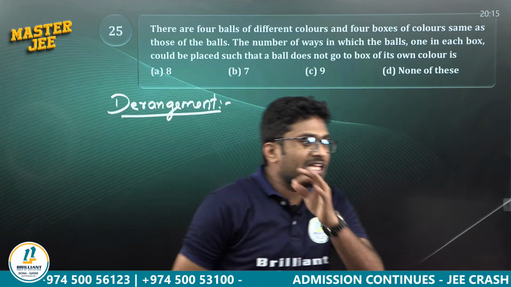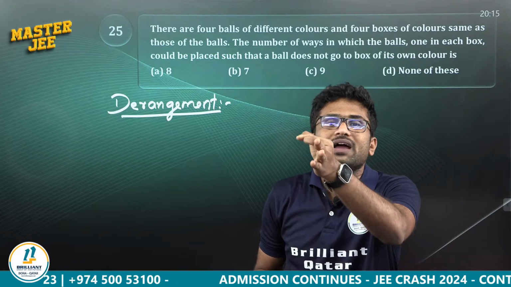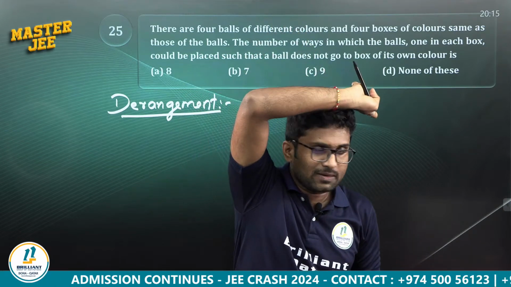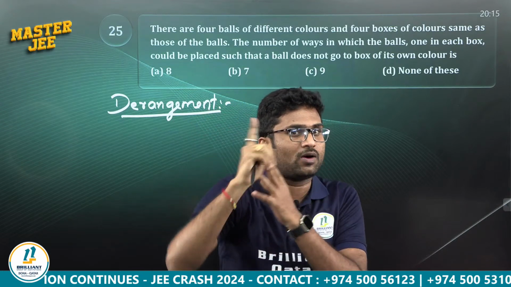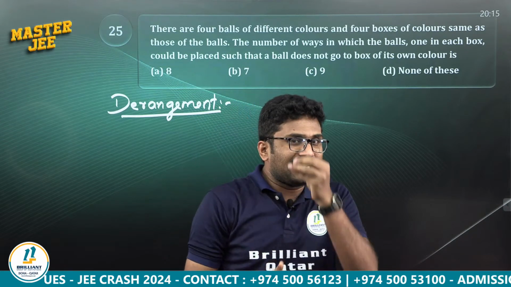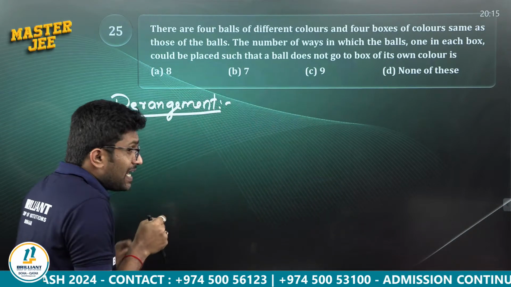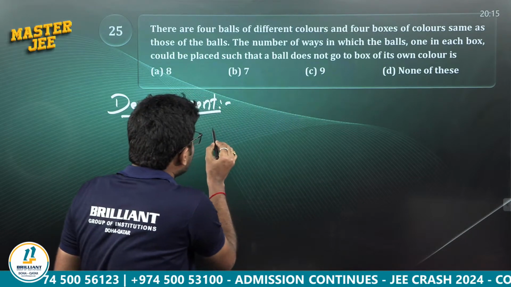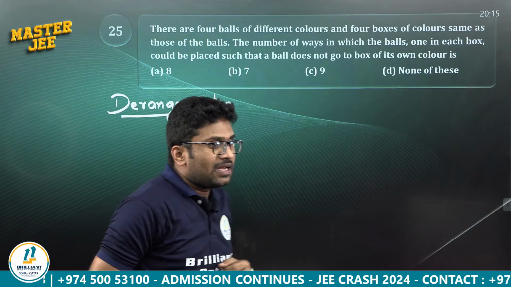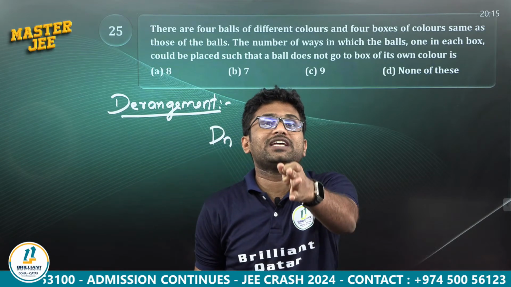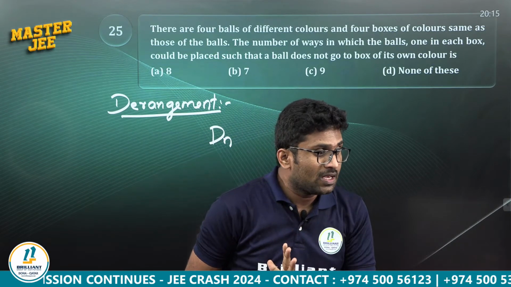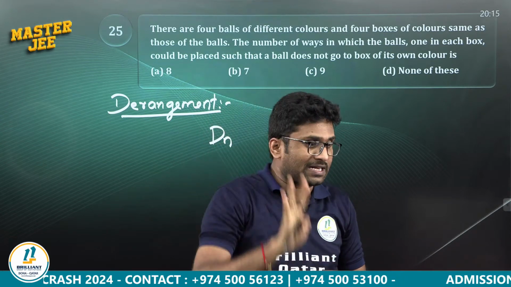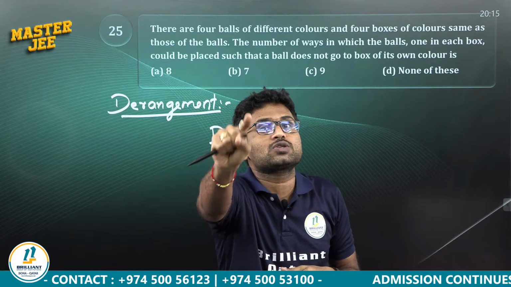Derangement principle. Derangement means, as we discussed earlier in the previous session, but I would like to revise: the total number of derangements of n distinct objects is given as Dn. Dn denotes the total number of arrangements of n objects where none of the objects goes to its original place.